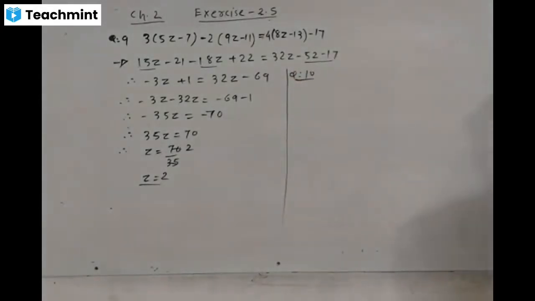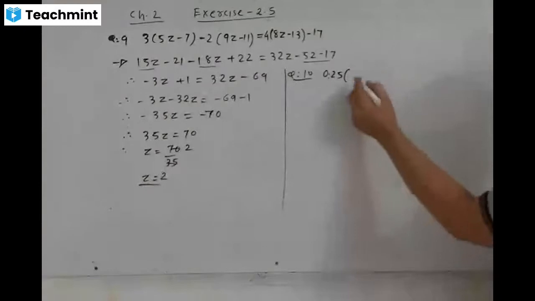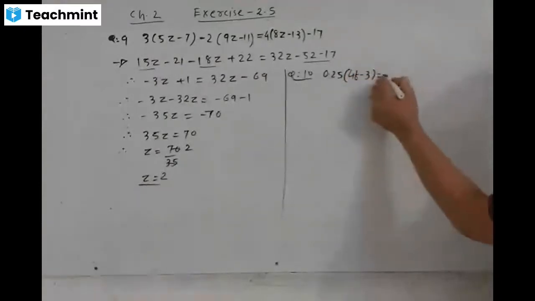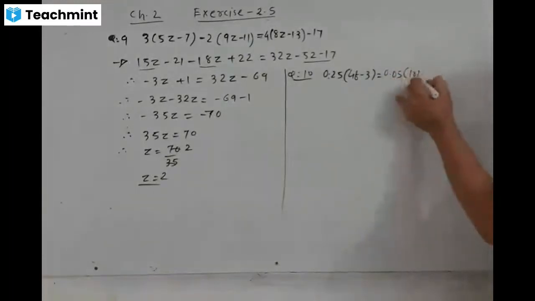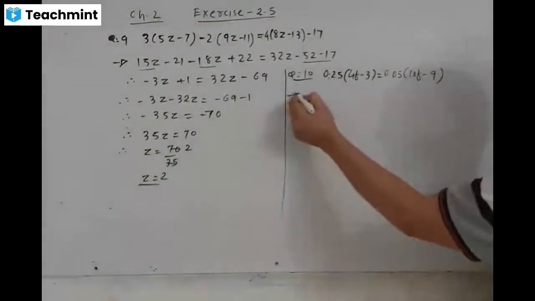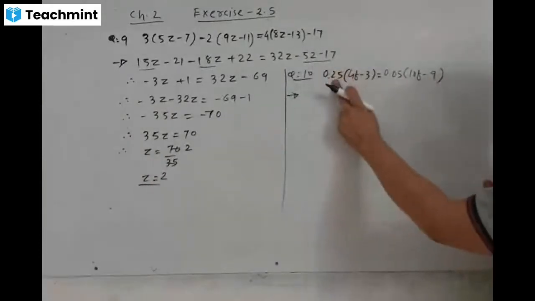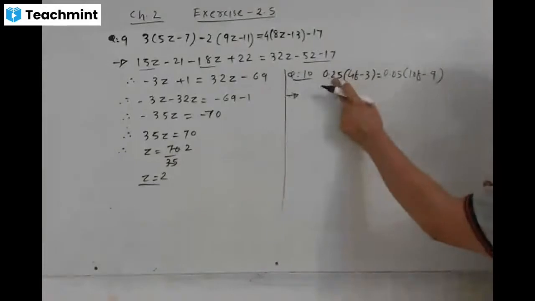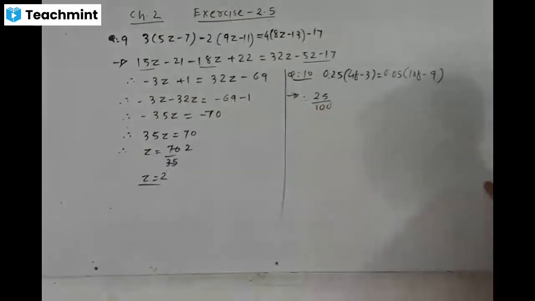Question number 10. 0.25 multiply 4f minus 3 that is equal to 0.05 multiply 10f minus 9. Okay, here the numbers are in decimal form, convert into fraction form. 0.25 that is equal to 25 by 100. Here 2 digits after the decimal point, therefore the number is 25 by 100.